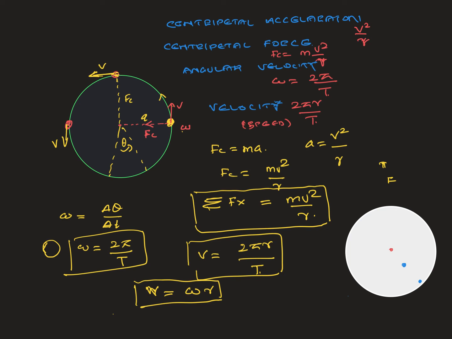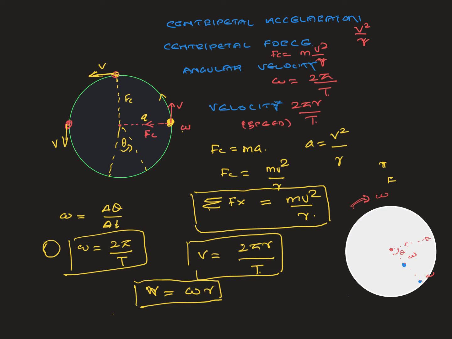The plate is rotating with the angular velocity omega. That means omega is the same here and here, because after a time t, both of them will be displaced by the same angle, right? So it's theta. But how about the velocity?